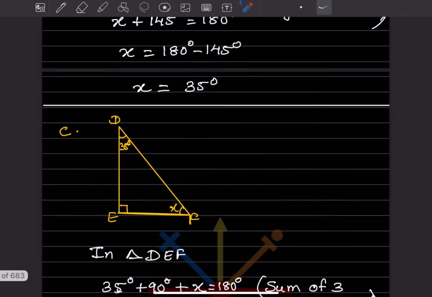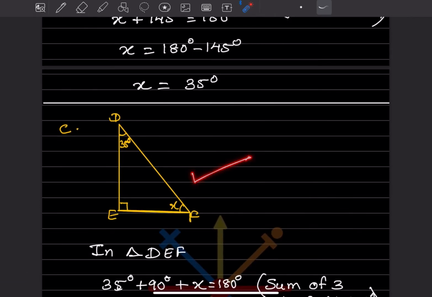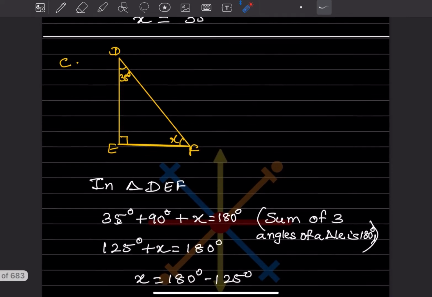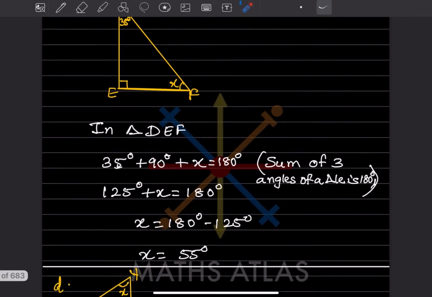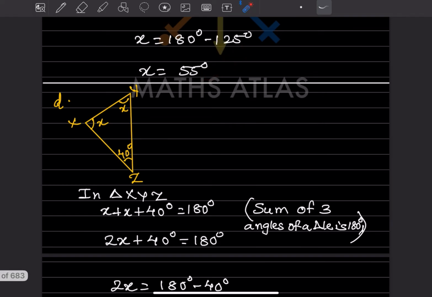Now in this one, this is DEF. So again what we can see, this is 35, this is 90 degrees, and this x, all should be 180. So this will be 125 plus x is 180. So x will be 180 minus 125. So x is 55.